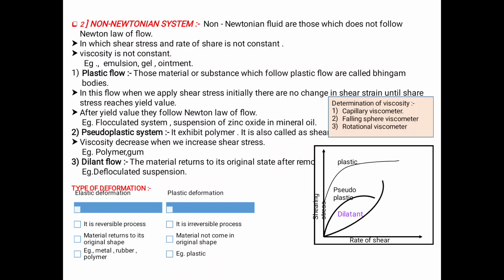Non-Newtonian systems, non-Newtonian flow, are those which do not follow the Newtonian law of flow. Plastic flow: those material substances which follow plastic flow are also called Bingham bodies. In this flow, we apply shear stress. Initially, there is no change in shear strain until the shear stress reaches the yield value.